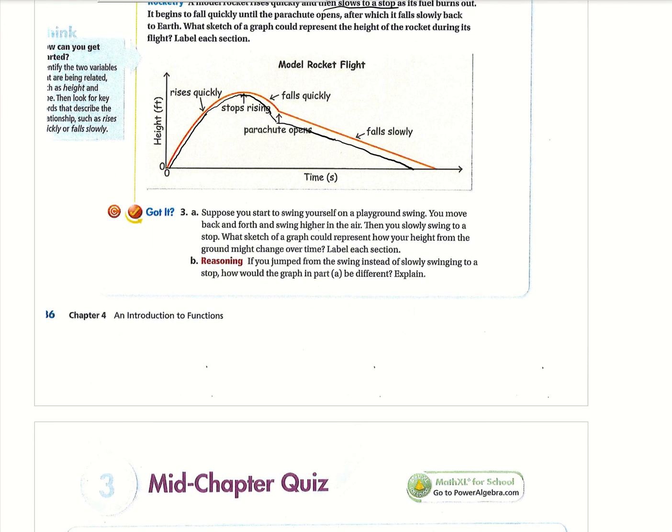Then I want you to go ahead and try 3A. It's about you being on a playground swing. Try that one out. Once you've done 3A, you can go ahead and be done with this video.